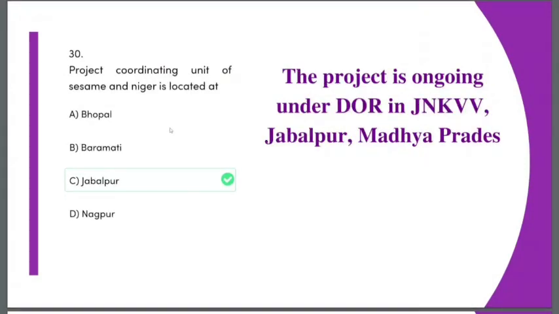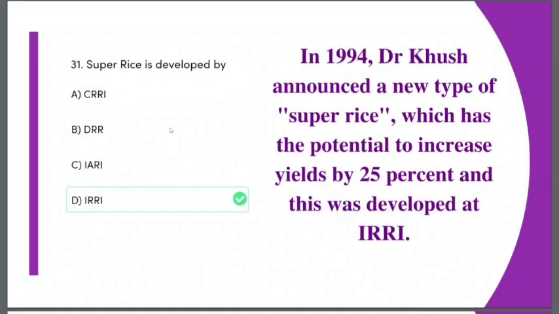30th question is: project coordinating unit of Sesame and Niger is located at. So it's at Jabalpur, under the Directorate of Oilseeds Research, JNKVV, Jabalpur. 31 is: Super Rice is developed by. Super Rice is developed by Dr. G.S. Khush in 1994 at IRRI, and it has the potential to increase the yield by 25%.